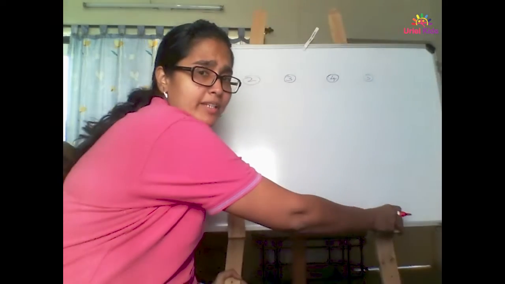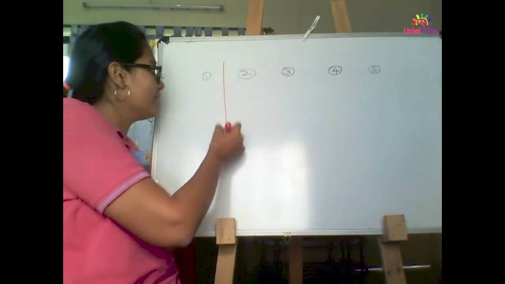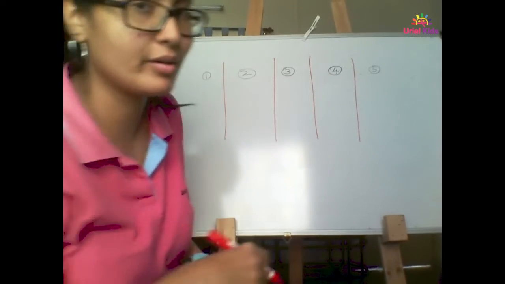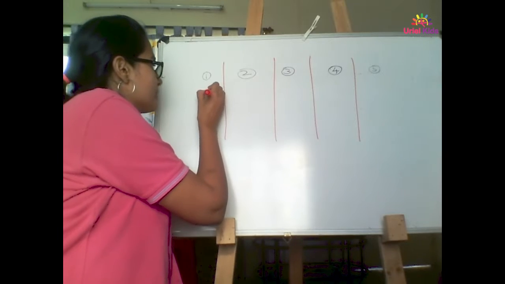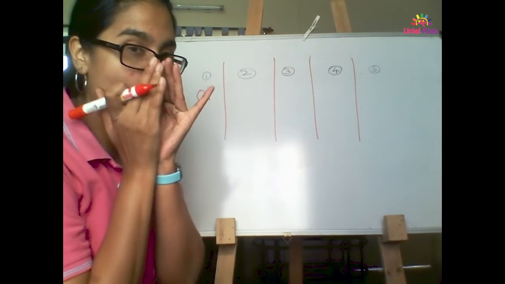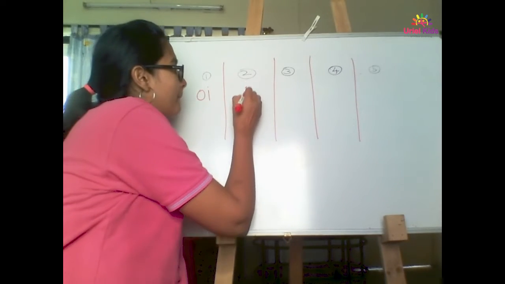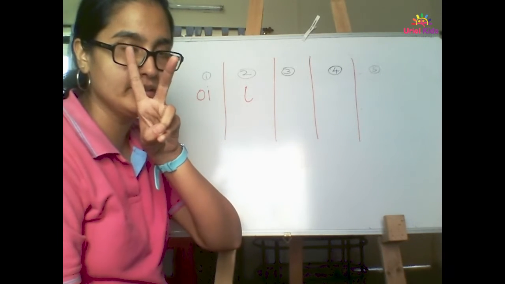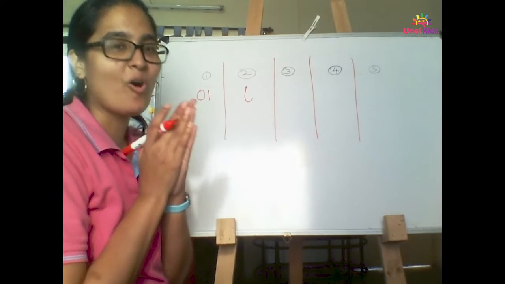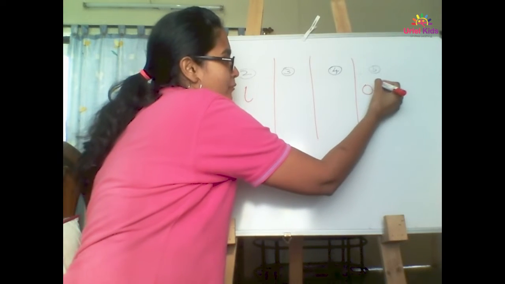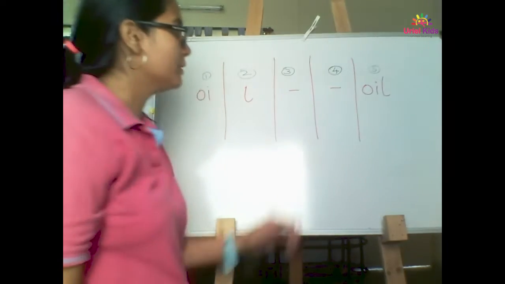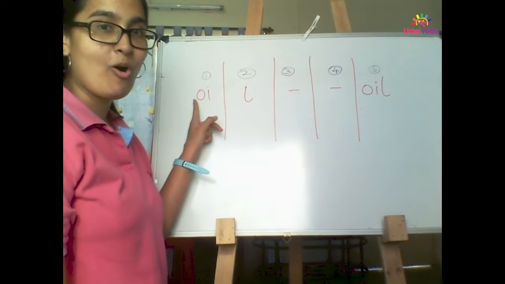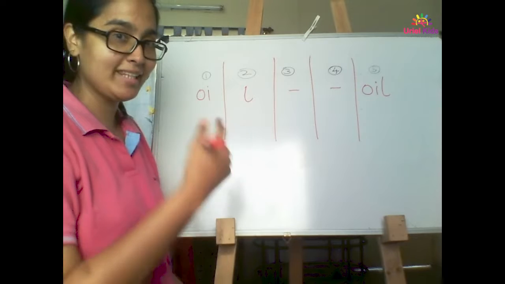Let us first start with a very simple word. You can see that I have made four standing lines. It means that I have made four columns. So the first sound is oi. And the second sound is l. When we put together these two sounds, oi, l, what is the word? It is oil. Lovely. I'm going to write it in the fifth column and mark it blank because there is no sound here. How do we read it? Oil.